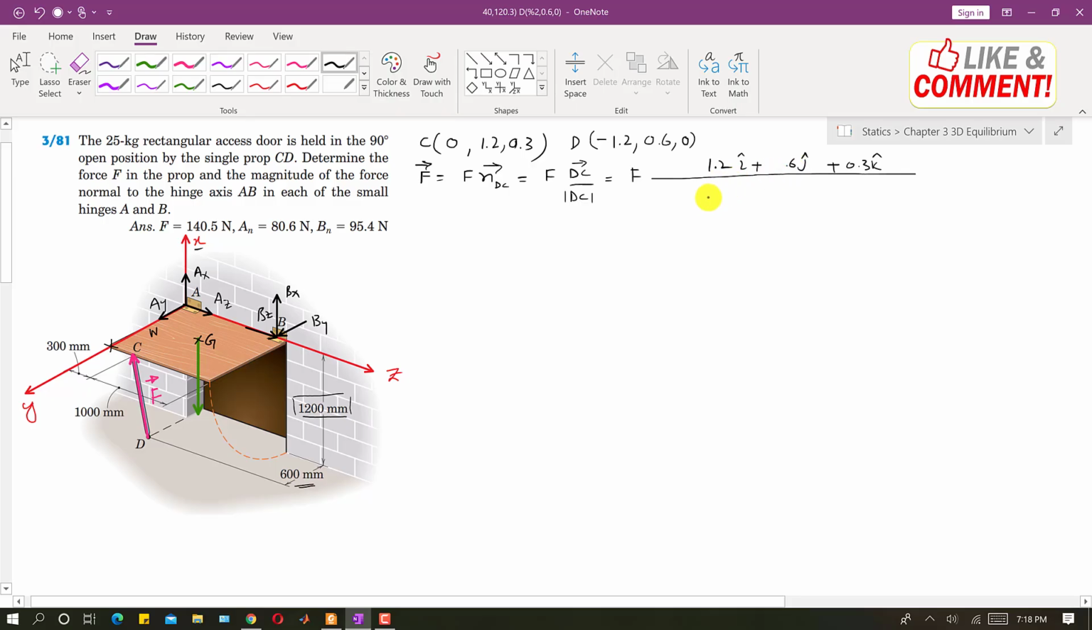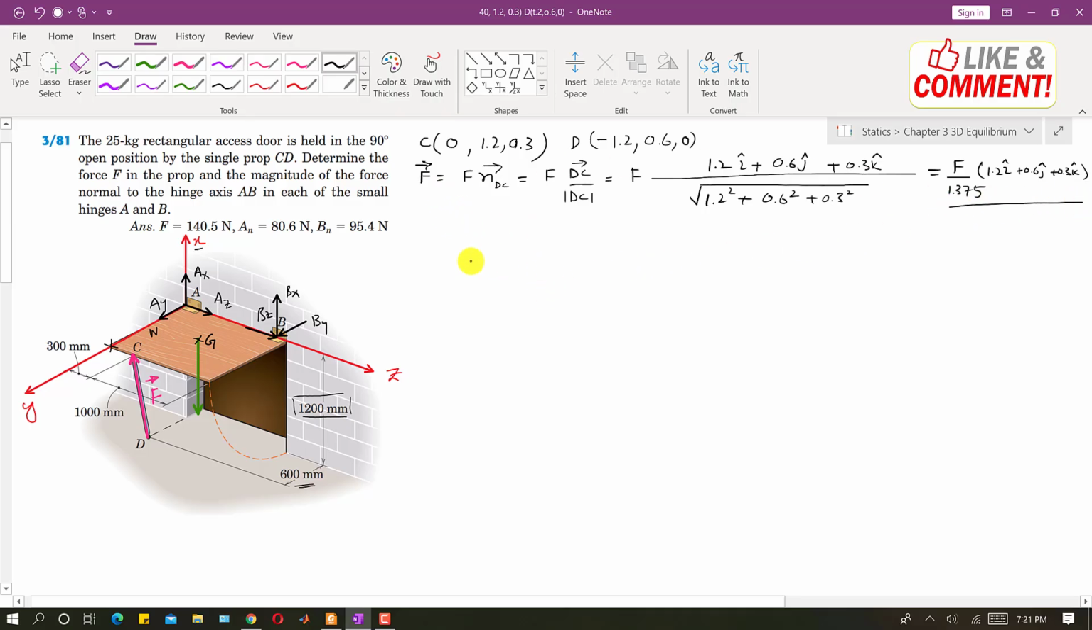So this will be the square root of 1.2 squared plus 0.6 squared plus 0.3 squared. So let me find this. Now when we solve this, this is that force vector, right? So we can represent this force vector like this, right?